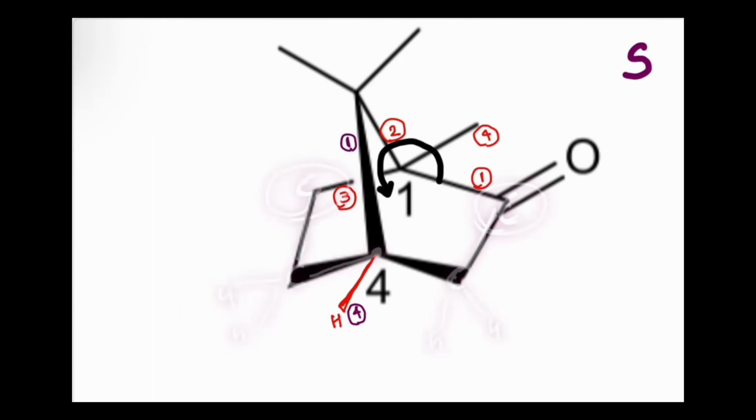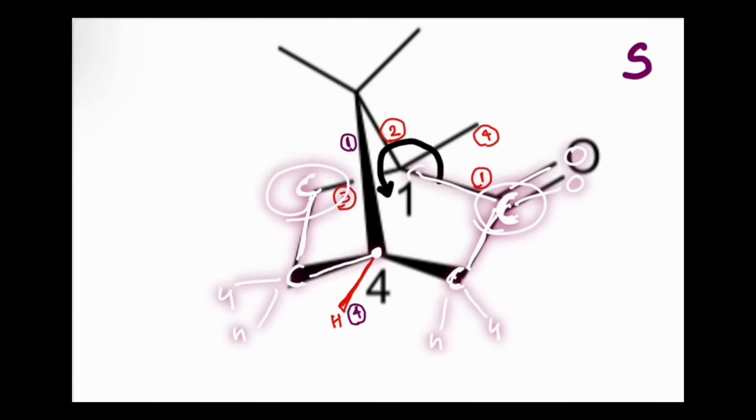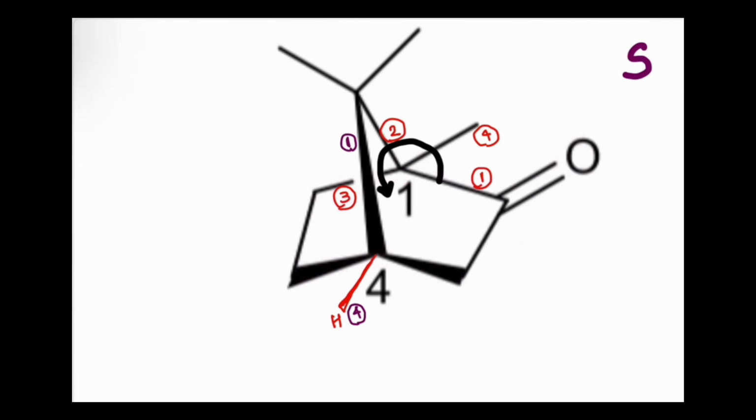Now this carbon is attached to two oxygen and one carbon, but this carbon is attached to two hydrogen and one carbon. That means this carbon is having high priority. That means this group is having high priority. So the second priority will go to this carbon and this will be the third priority group.